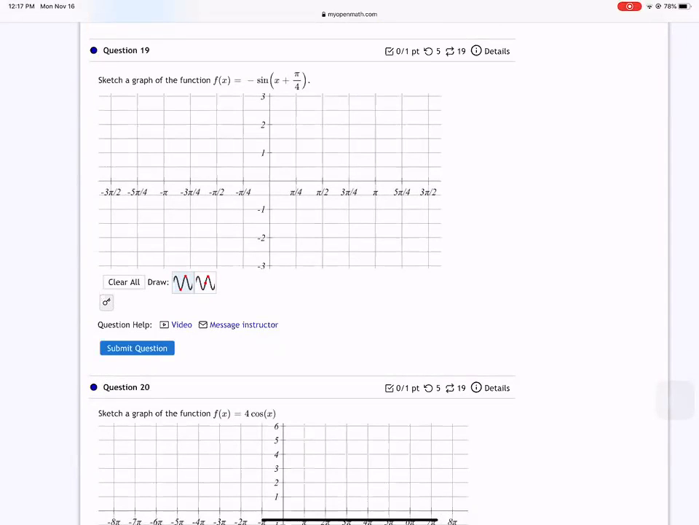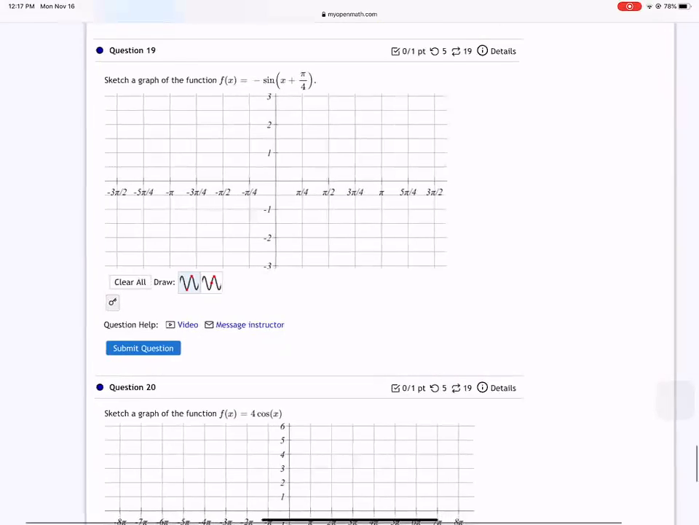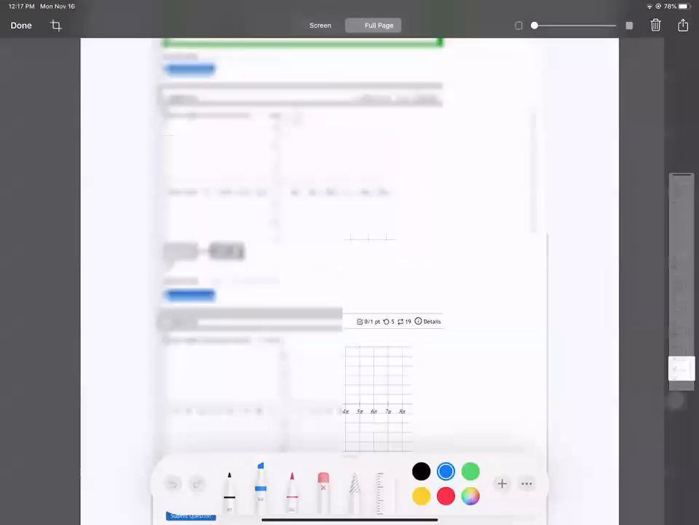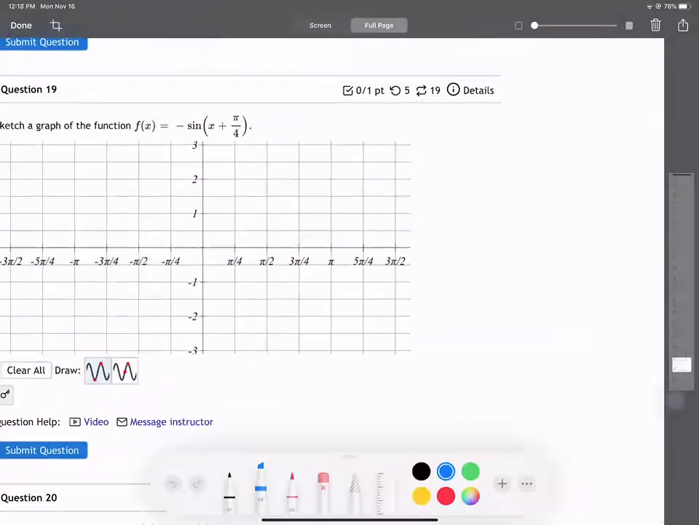Write down your A, B, C, and D. Write down our A, B, C, D. So A is equal to -1, B is equal to 1, C is negative pi over 4, and D is equal to 0. Again, once you've done these problems so many times, it becomes a lot easier.